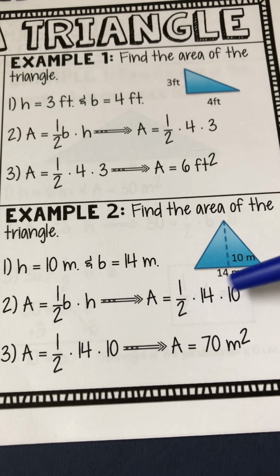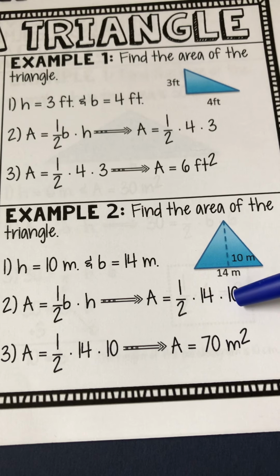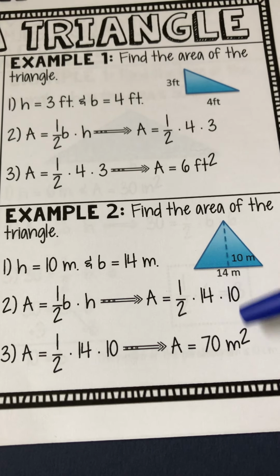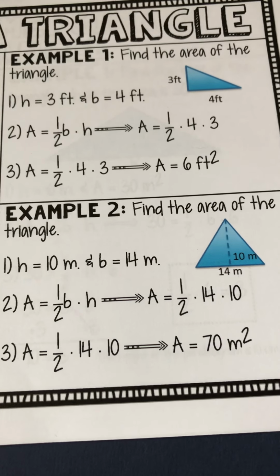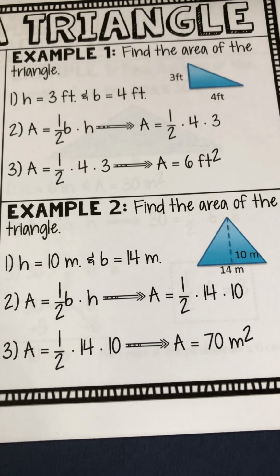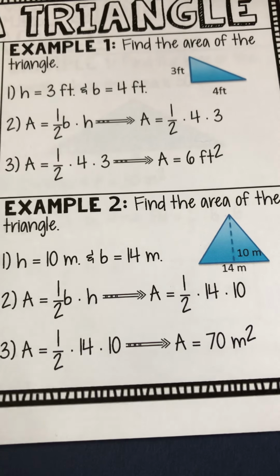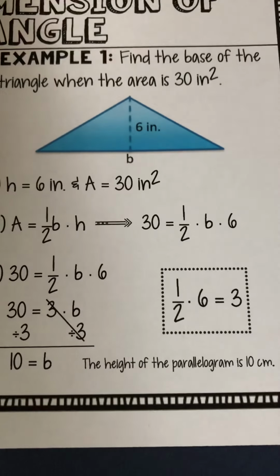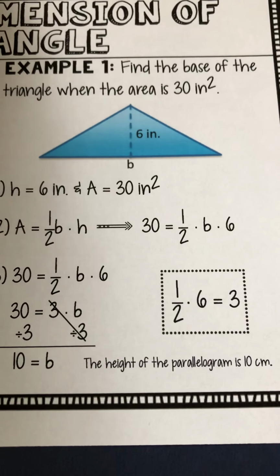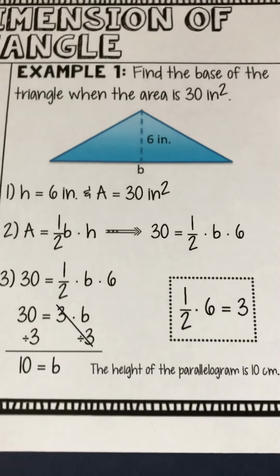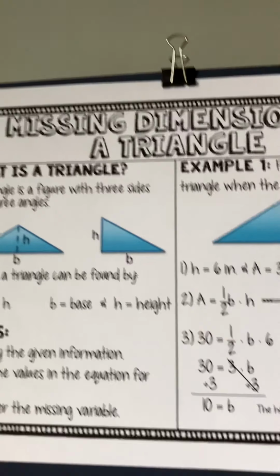Substitute in the 14 for the base, the 10 for the height. We would do the 14 times 10, which is 140, and take half of that, or do 140 divided by 2, which is 70 meters squared. All right, so I need you to now add one more example. This example has to do with finding the missing length when given the area of a triangle. Maybe you want to have a new little heading, "Missing Dimensions of a Triangle," something like that.